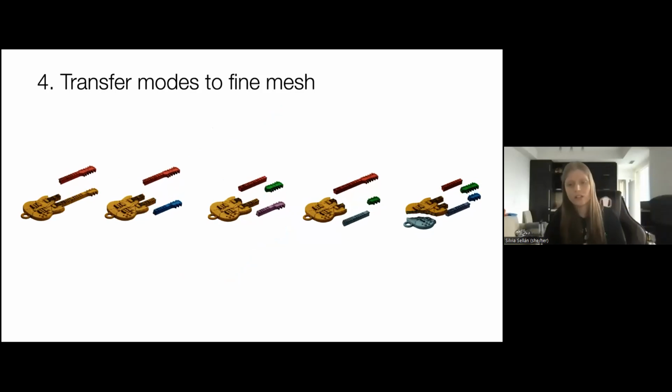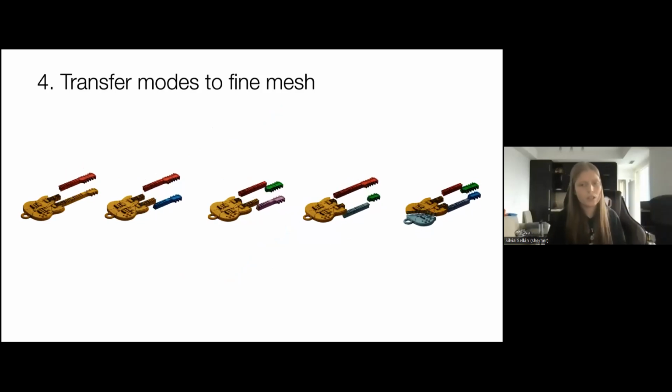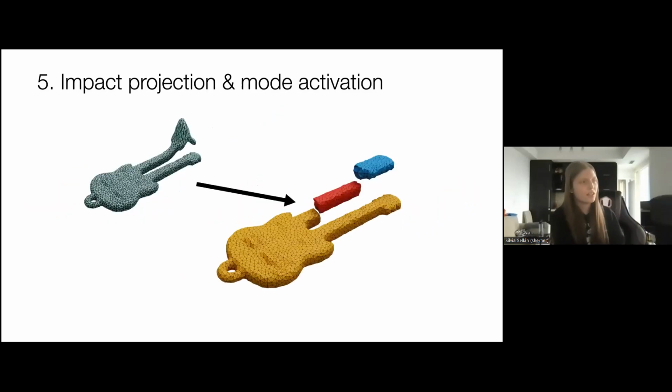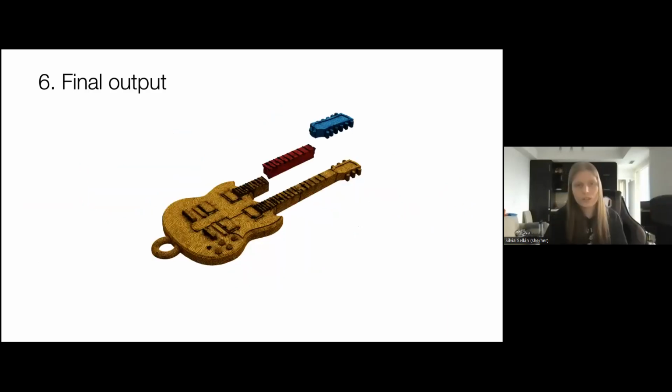Still, everything's happening in the design stage. Nothing is happening on runtime. On runtime, when an impact is detected, we do the projection step on the coarse mesh, and then we transfer that to the fine mesh, which finally gives us a broken object in real time.